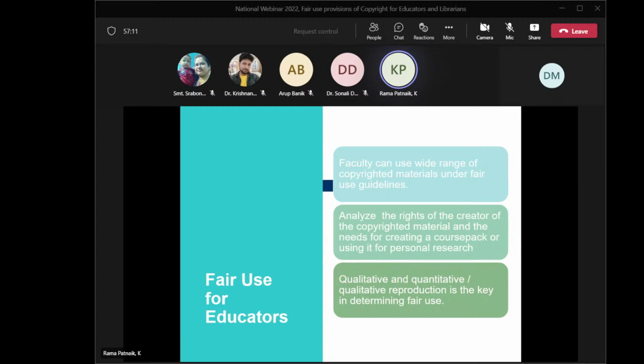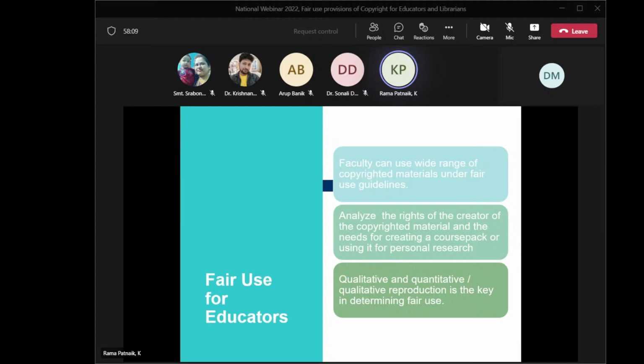So for every use, I think it is prudent to analyze how you are going to balance between the rights of the creator or whoever owns the copyright and the needs of creating a course pack or even personal research. So for this analysis, there can't be any clear-cut guidelines. The guidelines could be mostly on the restrictive side, but every use could be a new case, and then you have to struggle with it. But broadly, the library can create a guideline, at least to make faculty aware of how these copyrighted materials can be judiciously used under the provision of limitations and exceptions whenever it is meant to be distributed for classroom instruction.